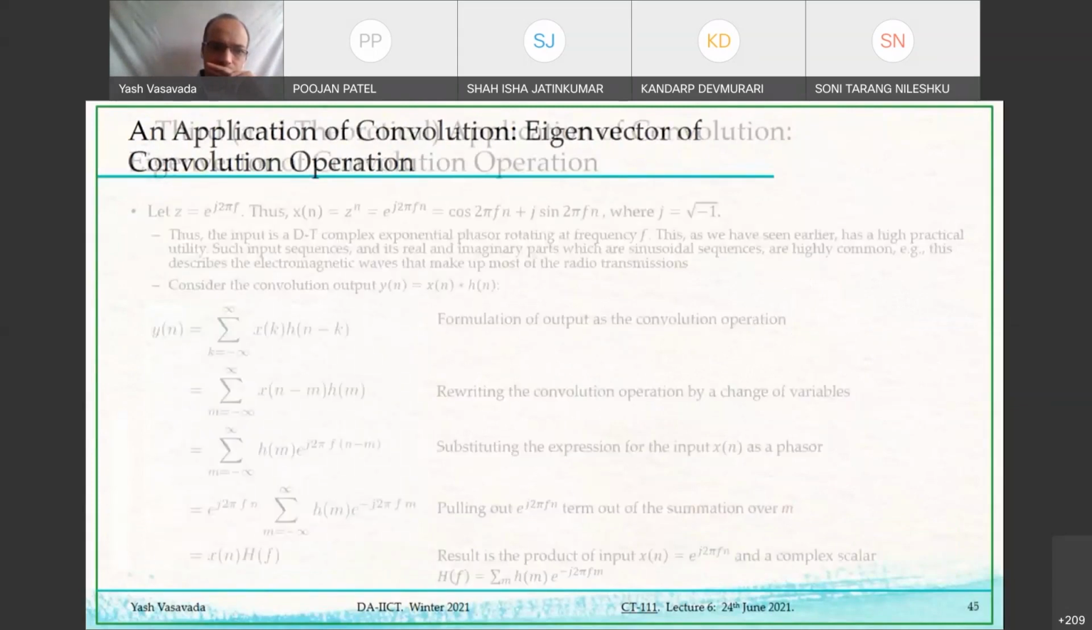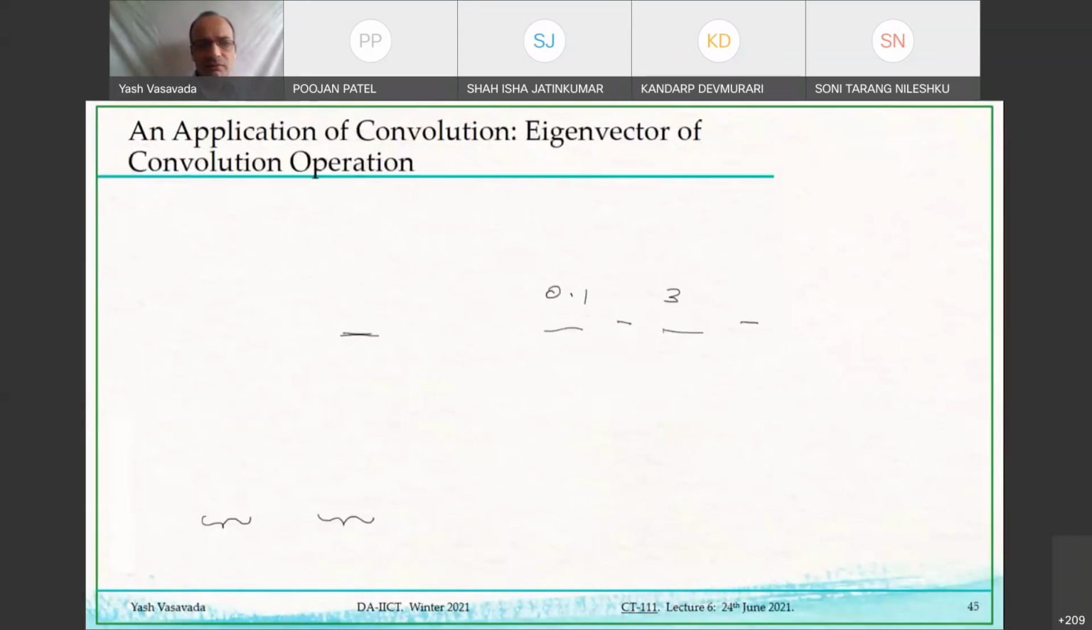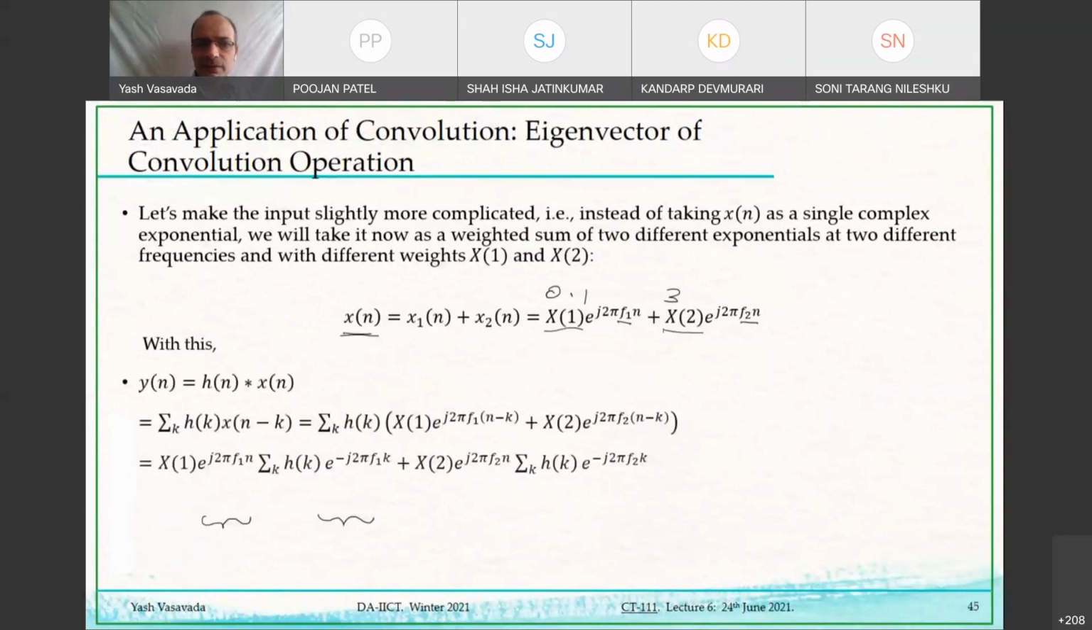Then the same exact derivation I have done here by making the input to be comprised of two complex exponentials. And it's the same trick that I applied, same math that I did. And the answer became x1 h of f1, x2 h of f2. So Tarang, do you understand this part? Yes, sir.